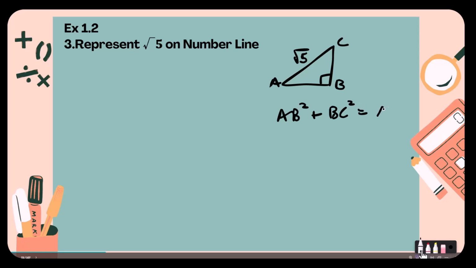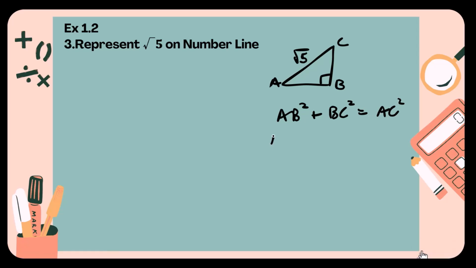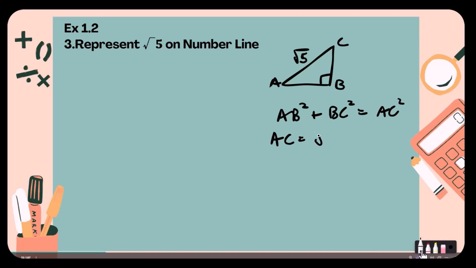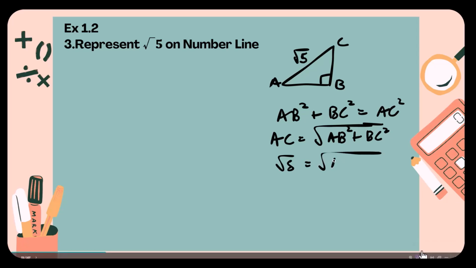So what do we have? AC. AC is root 5, correct? So AC is equal to root of AB square plus BC square, right? So I need two numbers whose squares added and rooted give root 5. What should be equal to root 5? Root of AB square plus BC square should be equal to root 5. So 5 should be AB square plus BC square, correct?